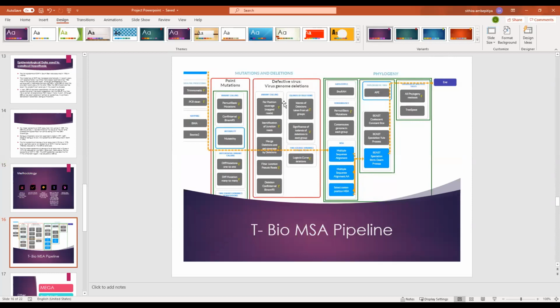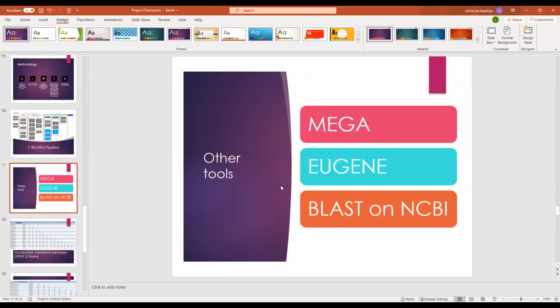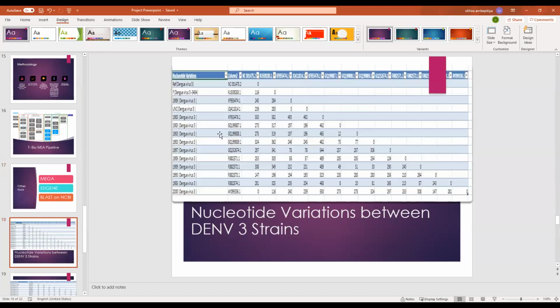So this is just a picture of the MSA pipeline we ran on the T-BIOS system. We have been also using several other software tools because we are new to this, so we are trying to figure out ways of computing and getting all the statistical data out, which we were not very familiar with. So we use Mega, and we are also trying Eugene. Mega was more user friendly, and we also did some BLAST on NCBI to get comparisons between the viral strains on percentage of likeliness. So this is the MSA preliminary.